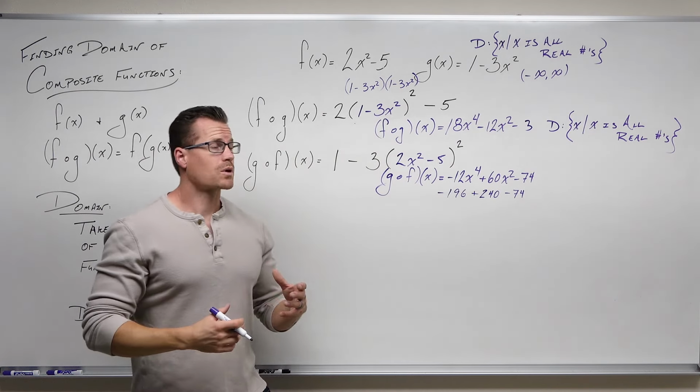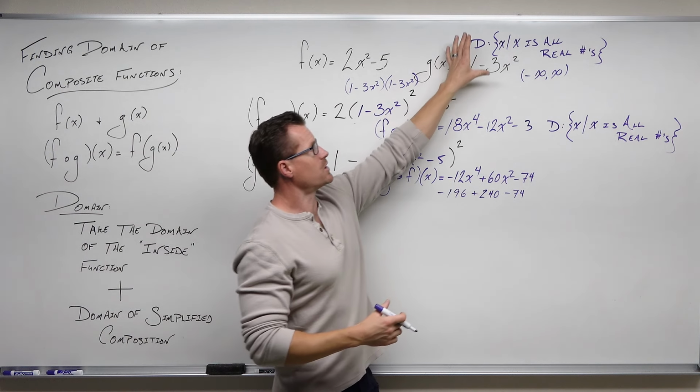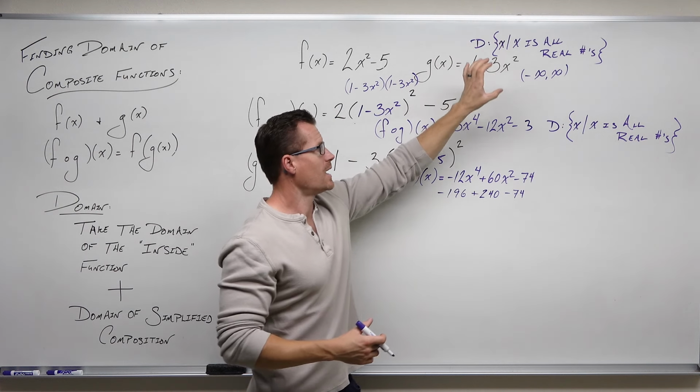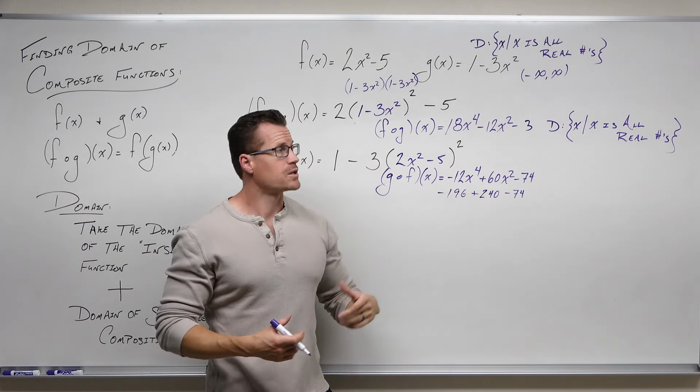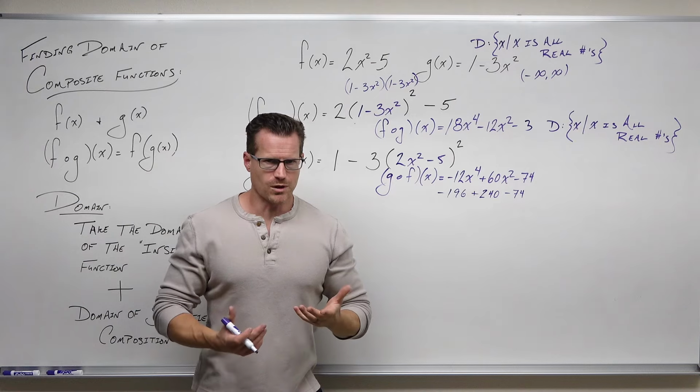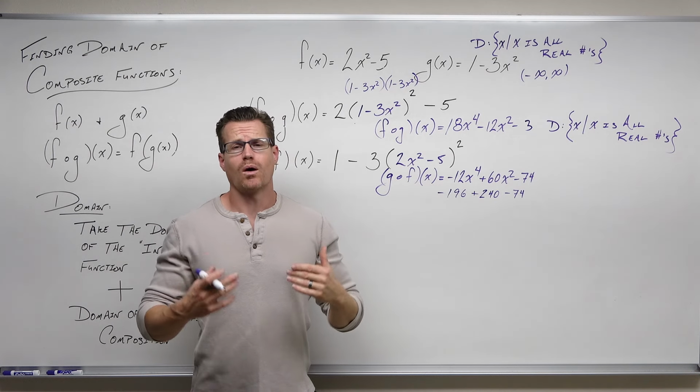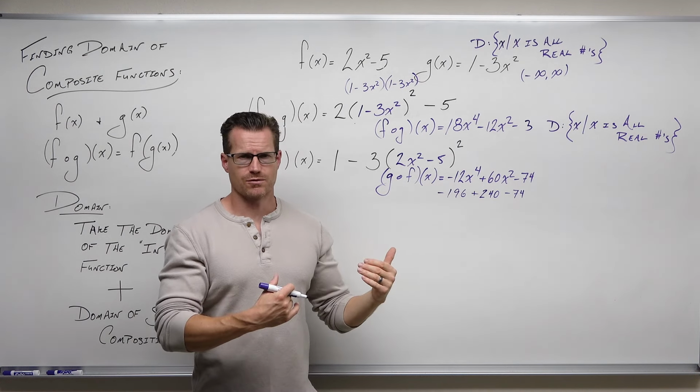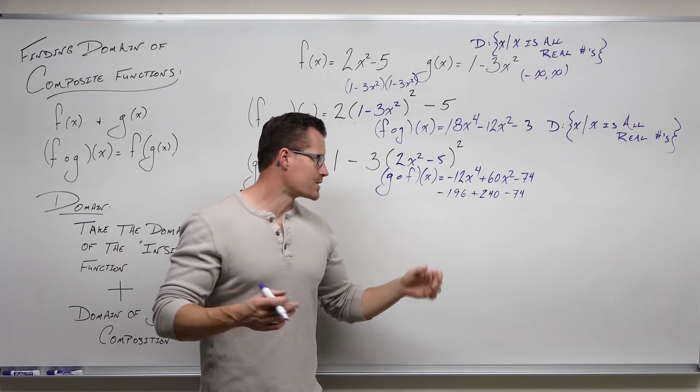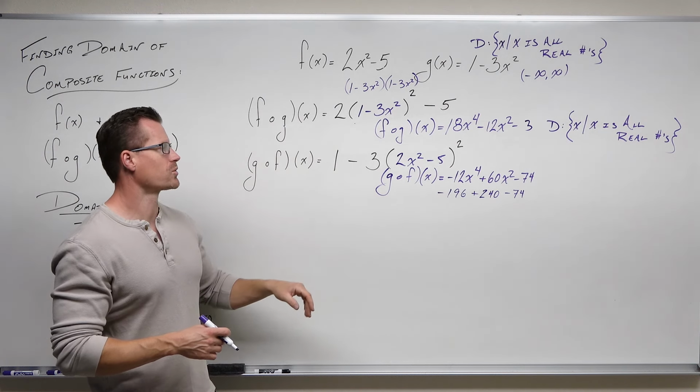The domain of your composition is a combination of your inside domain and the final domain that you get. So this domain is all real numbers. What we got, the domain is still all real numbers. We combine those, you get all real numbers. You don't get double all real numbers, but you get all real numbers. Negative infinity to positive infinity. That is how you find domain. The same thing would happen here. I'm just going to talk through it real quick.